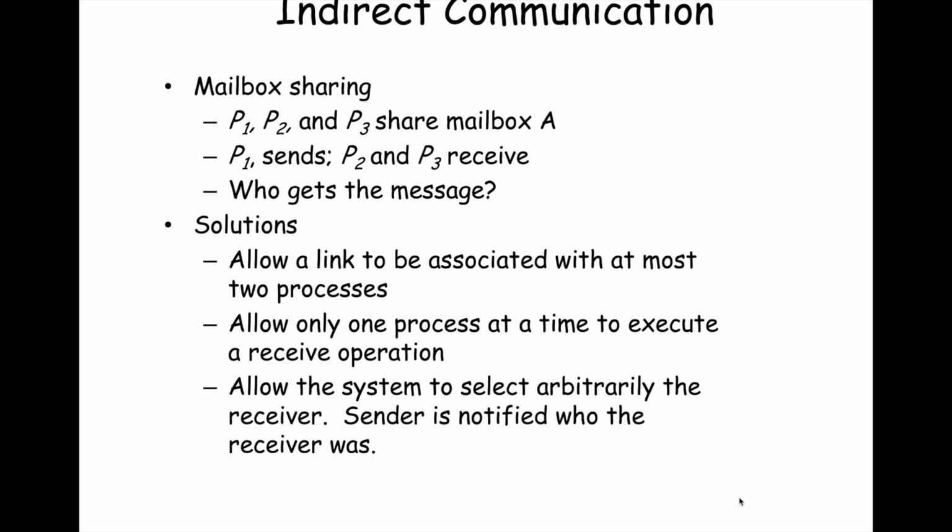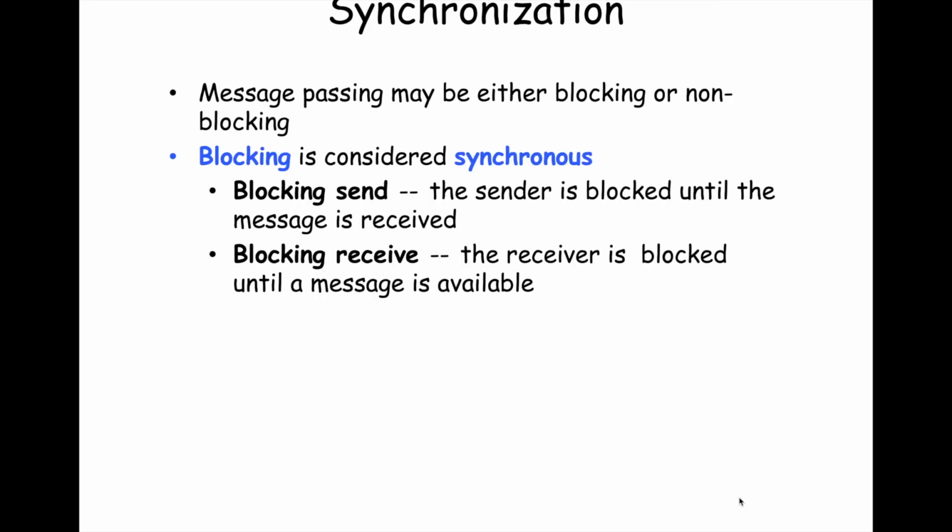And then another is to allow the system to select arbitrarily which receiver gets it. Now that's a little bit funky, because you want to make sure your communications are guaranteed, and you don't want any stochasticity as it pertains to message delivery. Another one that's not listed is you could just allow all interested processes that call receive to get a copy of the message, and that's a type of multicast facility. Any questions about this? Make sense?